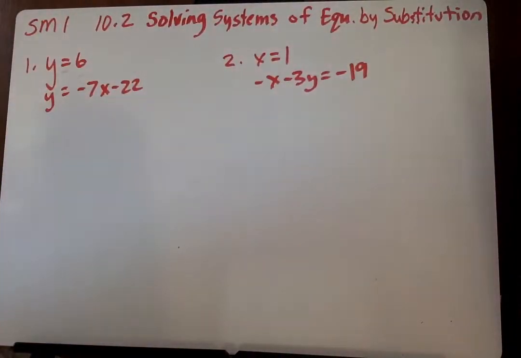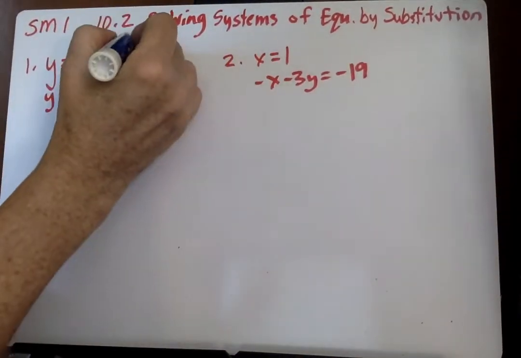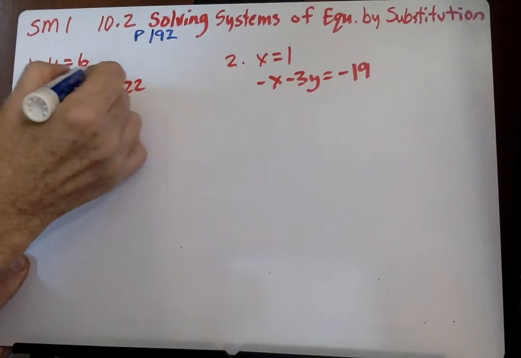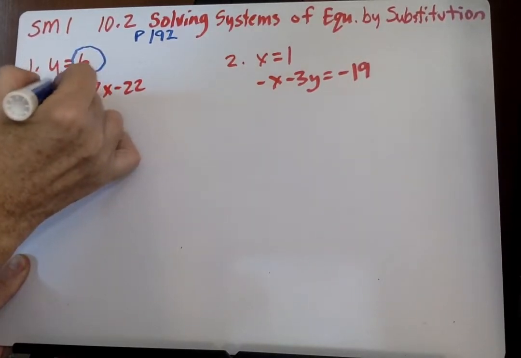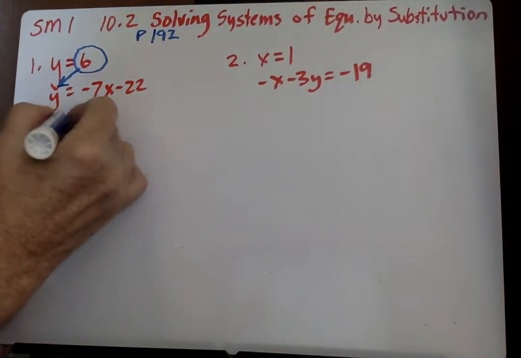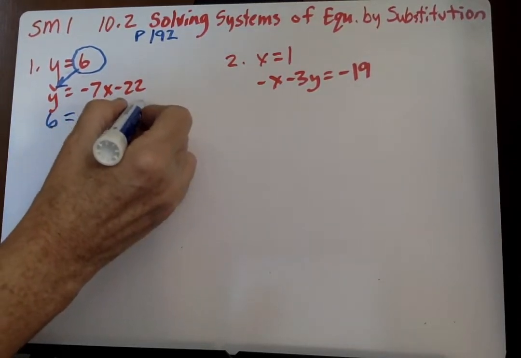So the first one we're going to start out on is number 1 at the bottom of page 192. Y equals 6. So we're going to take this 6, because it's y equals, and we're going to put it in for that y right there. So we say that 6 equals negative 7x minus 22.